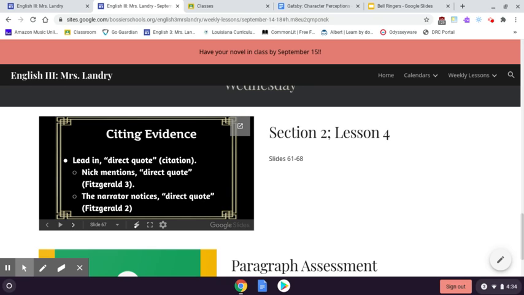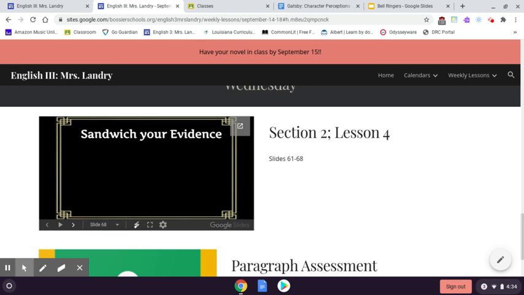Now, a reminder about citing evidence. We need to make sure we lead our quotes in. Nick mentions, Myrtle mentions, the narrator states, the book says. You cannot begin a sentence with quotation marks. Then you have your direct quote, then a citation, Fitzgerald, and a page number. It should look just like this.